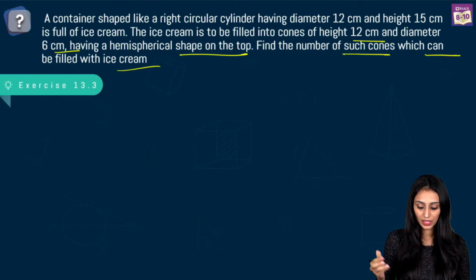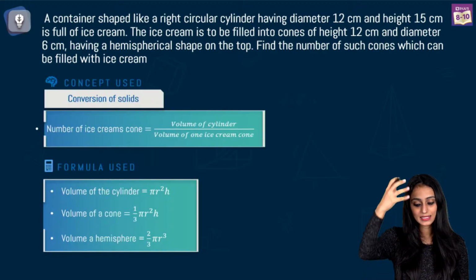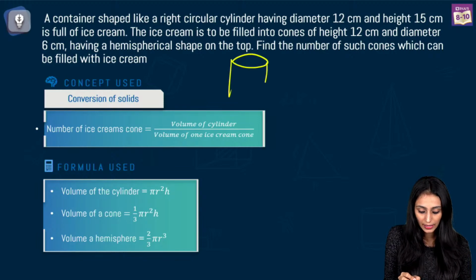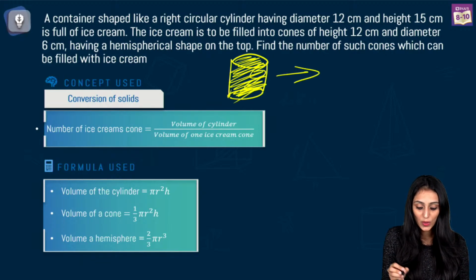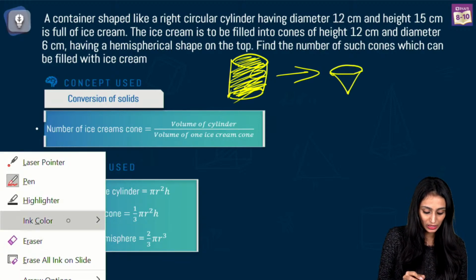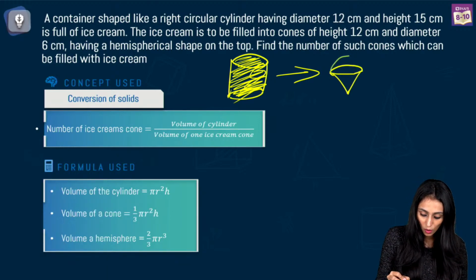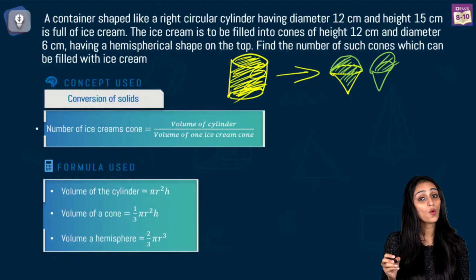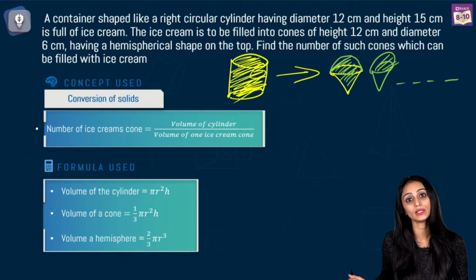So what we have here is a cylindrical shaped container and it is completely filled with ice cream. Now we have to fill ice cream cones with it. These are the ice cream cones. Once I start filling the ice cream cones, obviously they will have a hemispherical top on that. Yes, like this. We are filling the ice cream cones. I don't know how many ice cream cones can be filled with this ice cream.